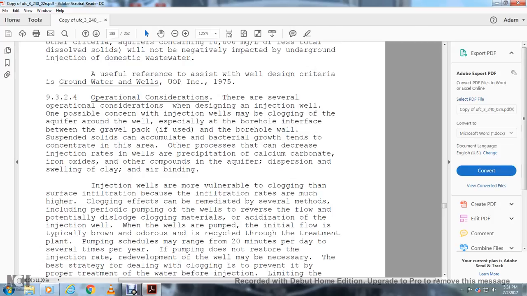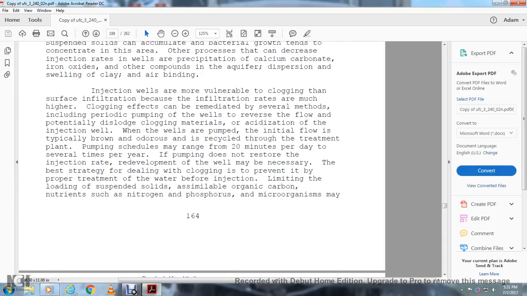9.3.2.4: Operating considerations. In the operation and design of the injection well, one of the possible concerns is clogging of the aquifer around the well, especially at the borehole interface between the gravel pack and the borehole wall, from suspended solids that accumulate, bacterial growth, and the concentration of air. Other processes that can decrease injection rates in wells are precipitation of calcium carbonate, iron oxide and other compounds, aquifer dispersion, swelling of the clay, and air binding.